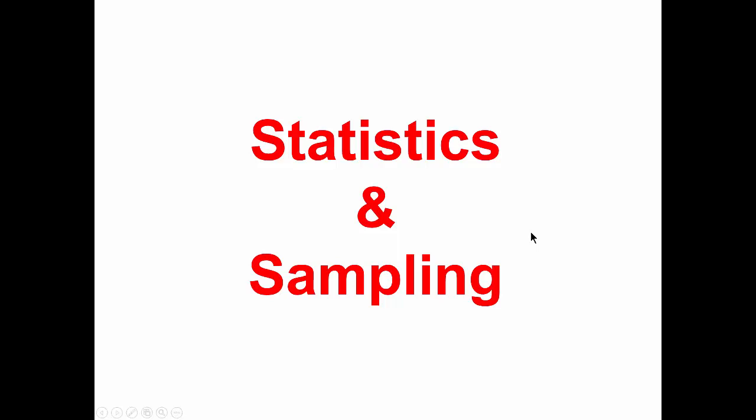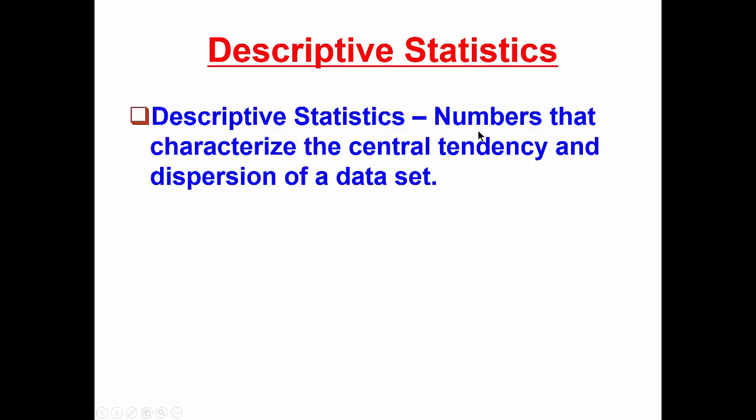Let's begin by distinguishing two kinds of statistics, descriptive statistics and inferential statistics. We'll first define descriptive statistics as follows: numbers that characterize the central tendency and dispersion of a data set. And psychologists, other scientists as well, often look at data sets. We sometimes call these distributions of data, or data sets, and we try to distinguish one from the next by describing them with respect to these two measures. One is central tendency and one is dispersion.